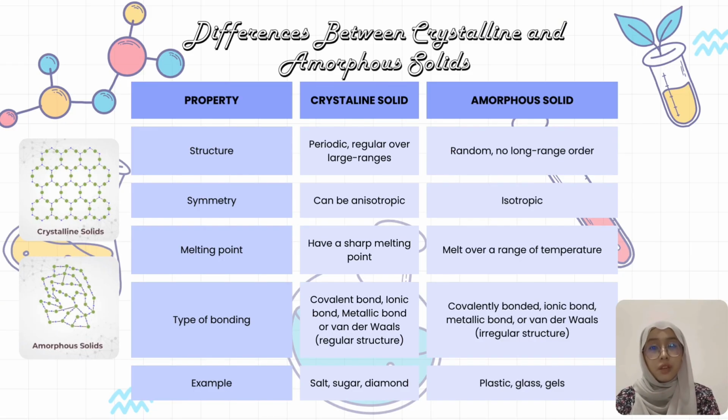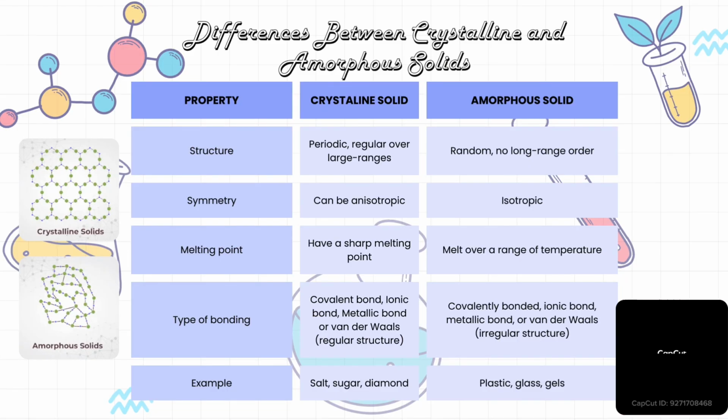In terms of the type of bonding, crystalline solids may consist of covalent, ionic, metallic, or van der Waals bonds arranged in a regular structure. Amorphous solids can also have covalent, ionic, metallic, or van der Waals bonds, but their arrangement is irregular. Finally, examples of crystalline solids include salt, sugar, and diamond. Examples of amorphous solids include plastic, glass, and gels.